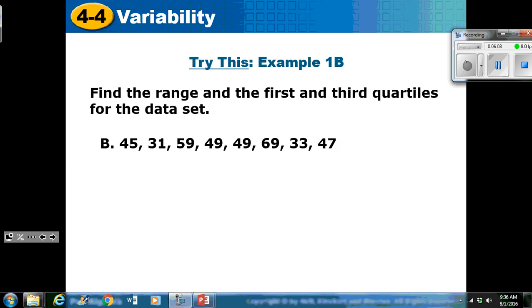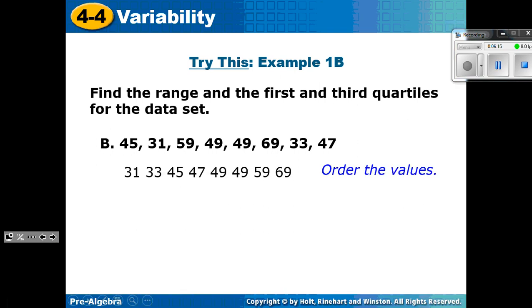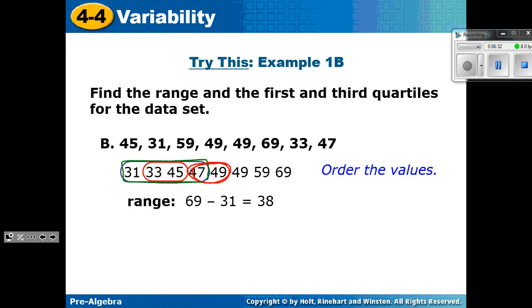All right, I'll talk you through this one too because it's got an even number of numbers. First step, put those things in order. There's our range, top minus bottom, and our first quartile. Here's our median right here. We had 2 numbers in the middle, and so when we go ahead and break them out into the bottom half and the top half, you include those.